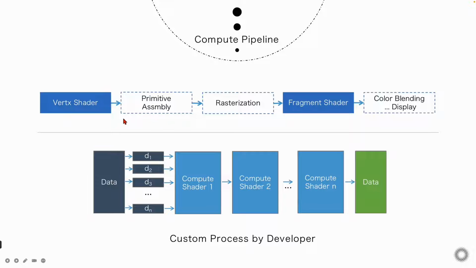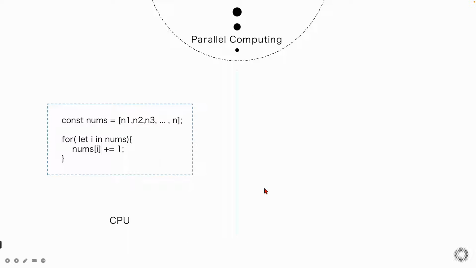So to a certain extent, it weakened the logic of writing parallel computing. In the computer pipeline, we just need to think about the processing logic and the processing flow. Although the API is very simple, the inherent logic is much more complicated. Let's start with some basic examples.